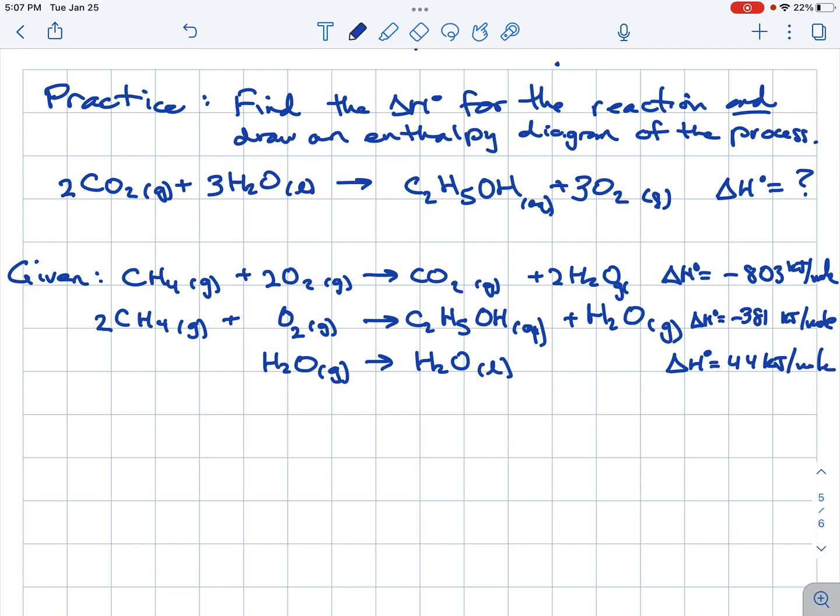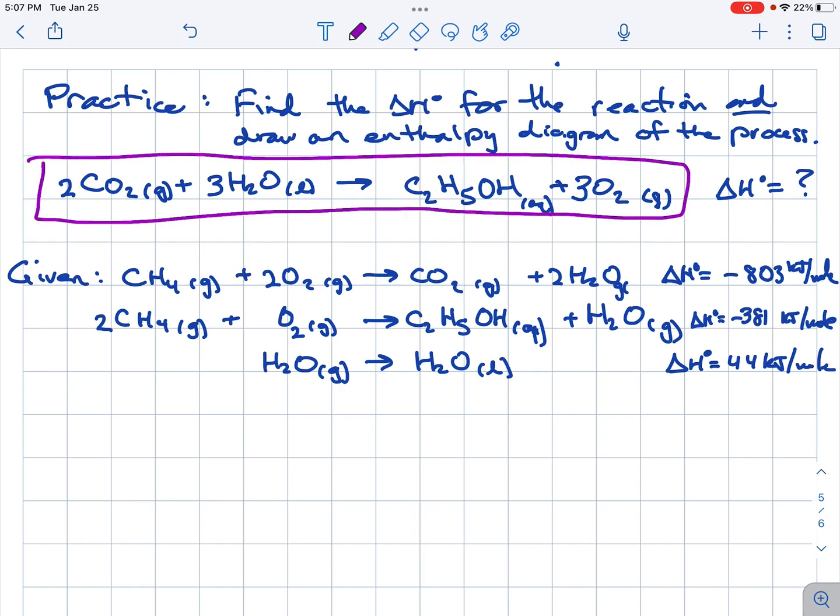Okay, so hopefully you have at least the start of an answer here. So we are trying to get to this reaction right here, right? That's what we want. The given reactions, we want them to look like that one.